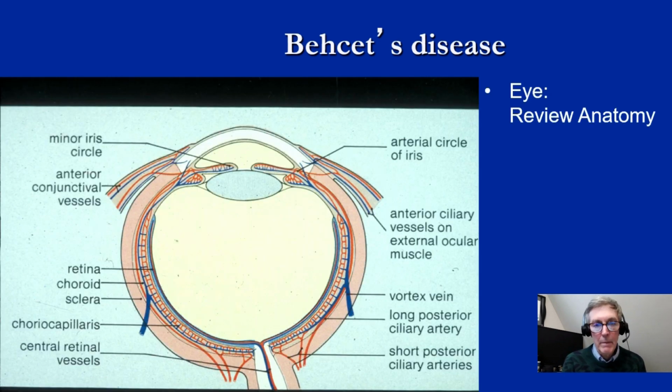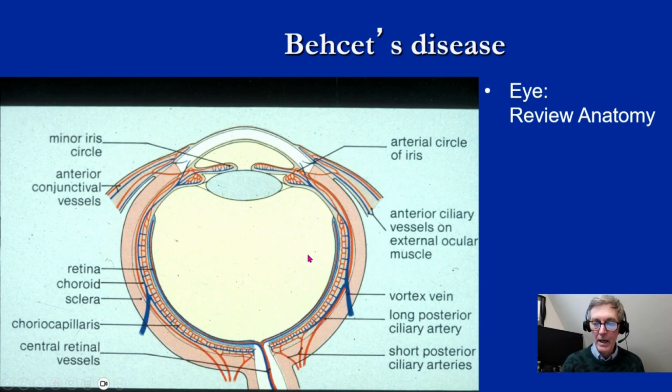Eye involvement occurs in about 25 to 75% of the patients, and before I discuss that, I just want to do a quick review of the eye anatomy. This is a schematic of the eye. The outer coat of the eye is the sclera and the cornea, which is relatively avascular. The middle coat of the eye, or the uveal tract, is very vascular, and that's what's shown here. And then the inner part of the eye is the retina. And so when we talk about uveitis, we are talking about primarily the vascular middle coat of the eye.